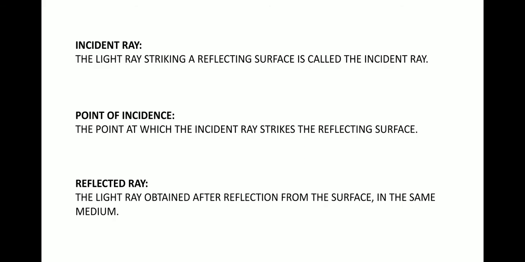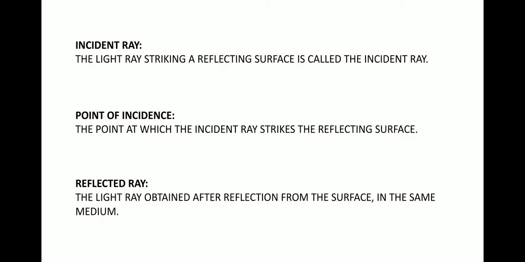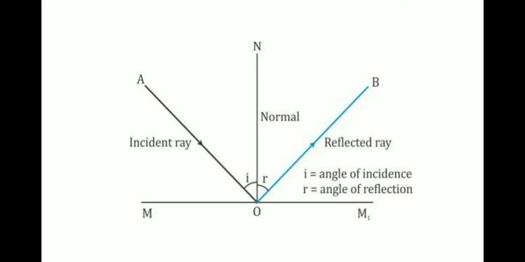Next, reflected ray: the light ray obtained after reflection from the surface in the same medium. That means this ray OB is reflected back, and it is reflected in the same medium where the incident ray was traveling at first. So the light ray obtained after reflection from the surface in the same medium becomes the reflected ray. Normal: the perpendicular drawn to the surface at the point of incidence. So this is the normal, and it is perpendicular to the surface.